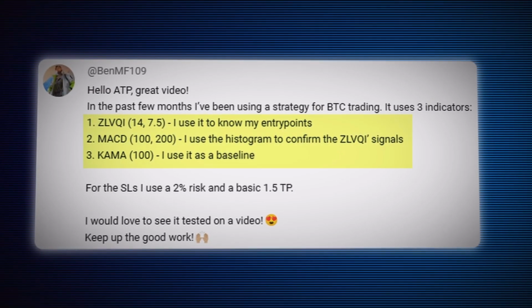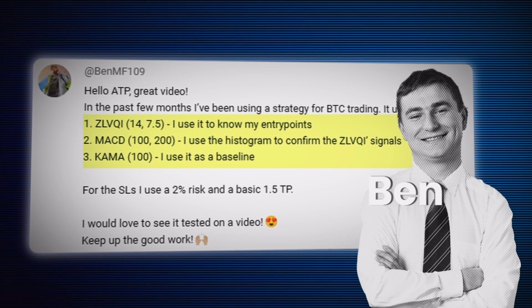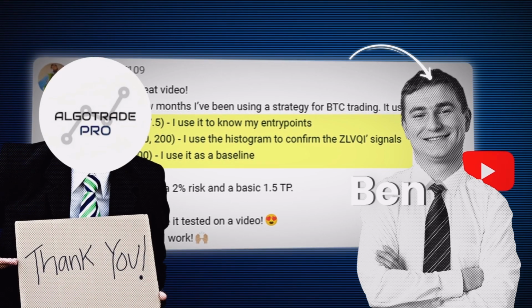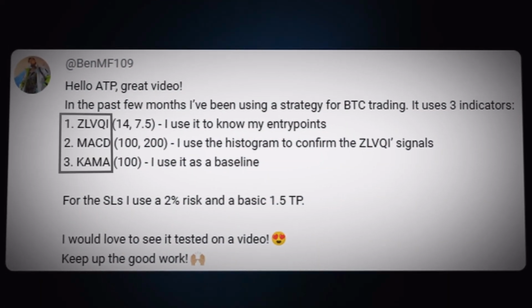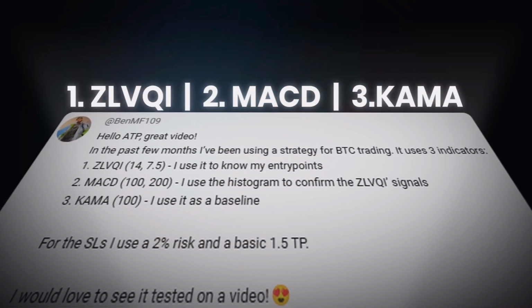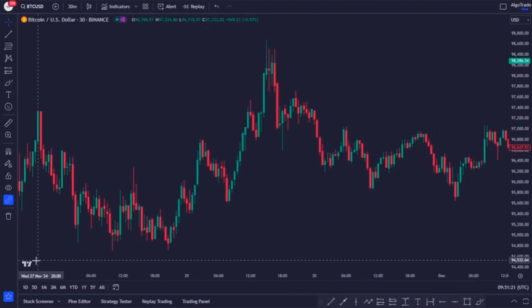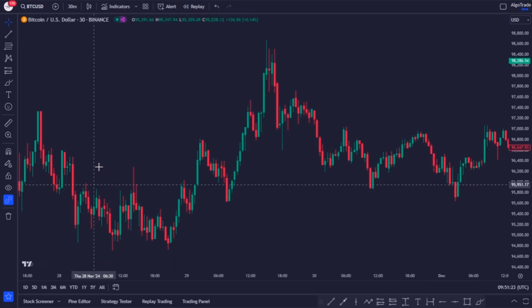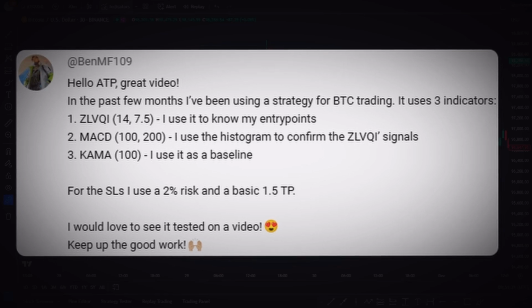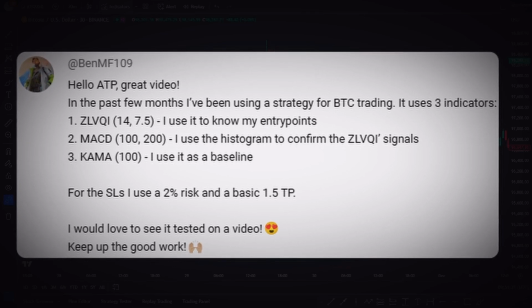Today's strategy was suggested by one of our YouTube subscribers, so a big thanks to you for sharing this with us. This strategy uses a combination of three indicators that I personally never tried, so I'm very excited to see how it performs. To start, let's add all necessary indicators to our TradingView charts. I will follow the exact rules that were stated by my subscriber.